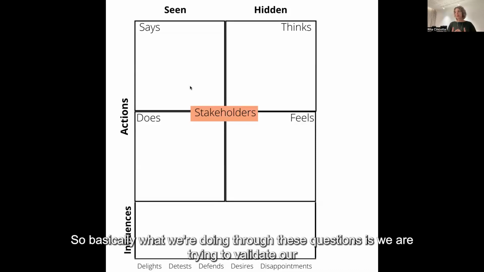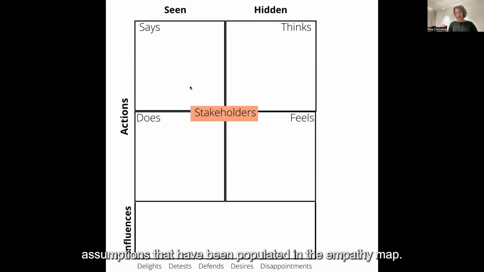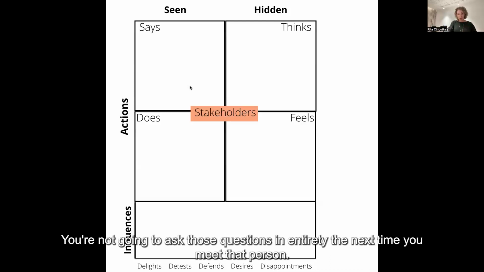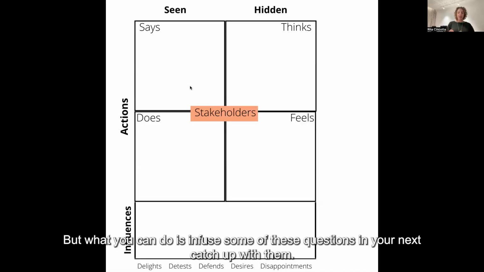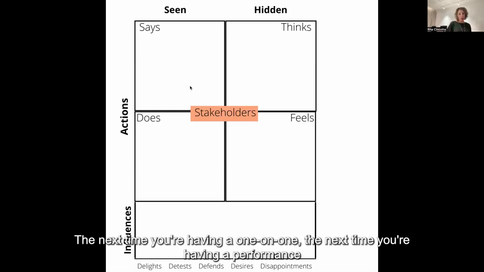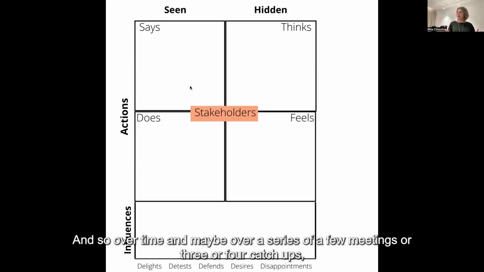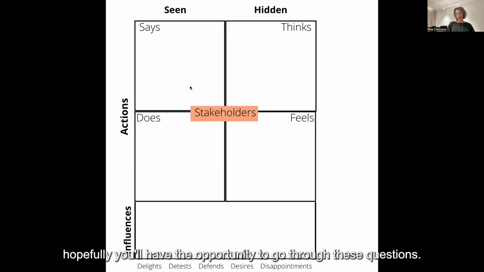So basically what we're doing through these questions is trying to validate the assumptions that have been populated in the empathy map. You probably want to come up with at least a few for each of the quadrants. You're not going to ask all those questions in entirety the next time you meet that person. But you can infuse some of these questions in your next catch up with them. The next time you're having a one-on-one, a performance conversation or a development conversation with them. Over time, maybe over a series of 3 or 4 catch-ups, hopefully you'll have the opportunity to go through these questions.